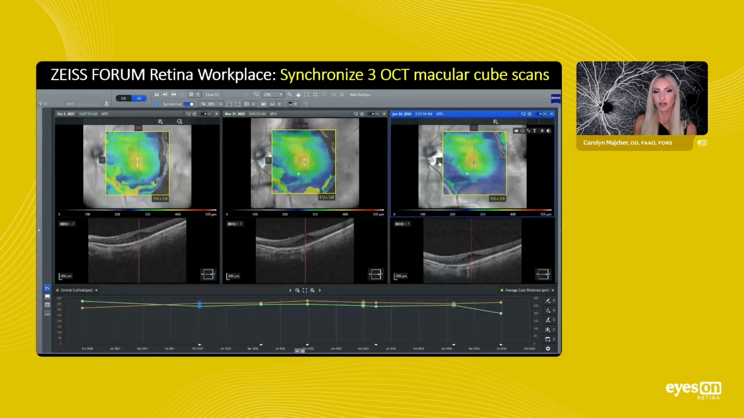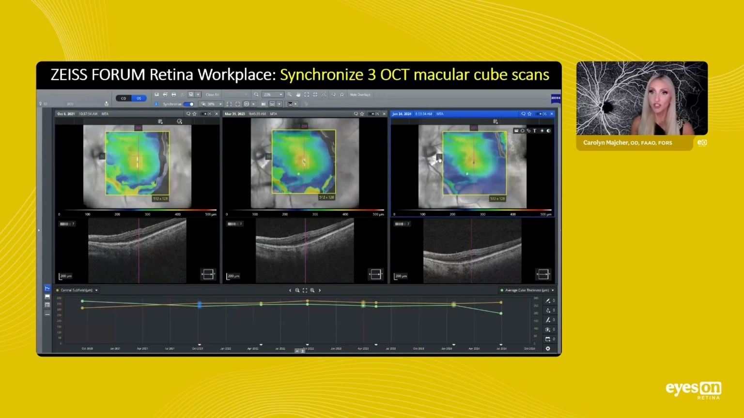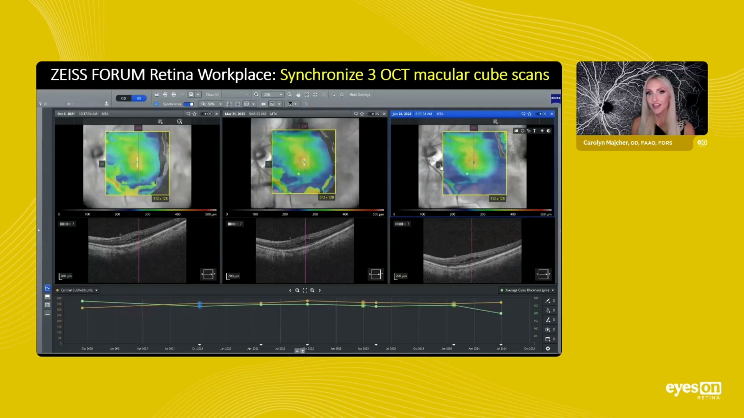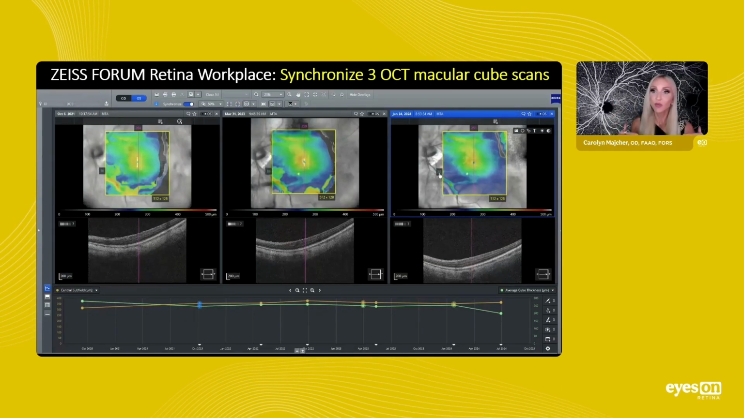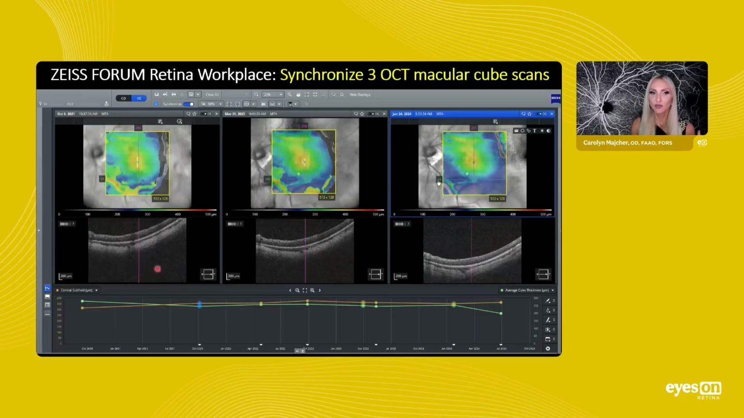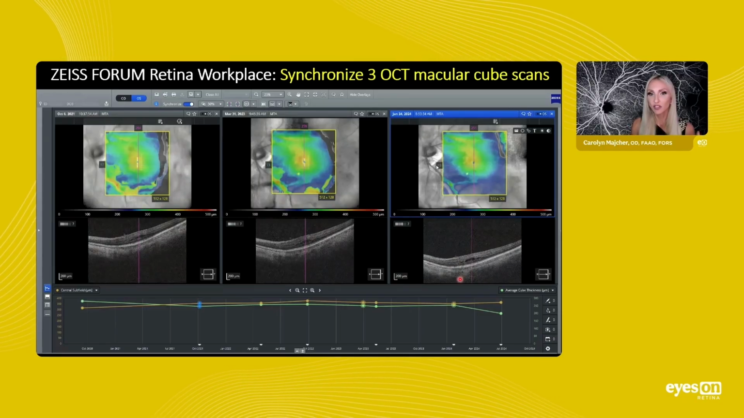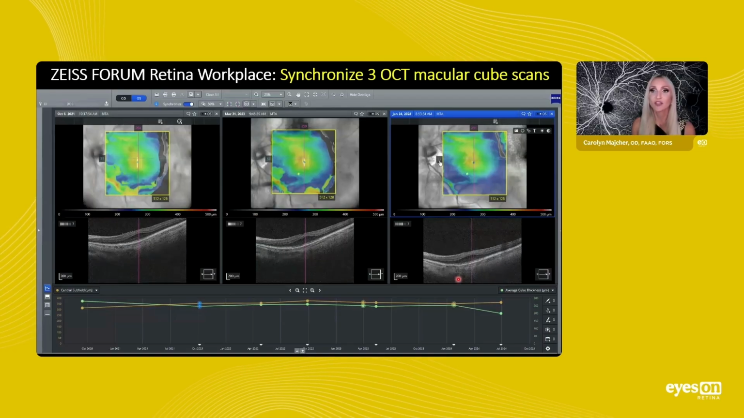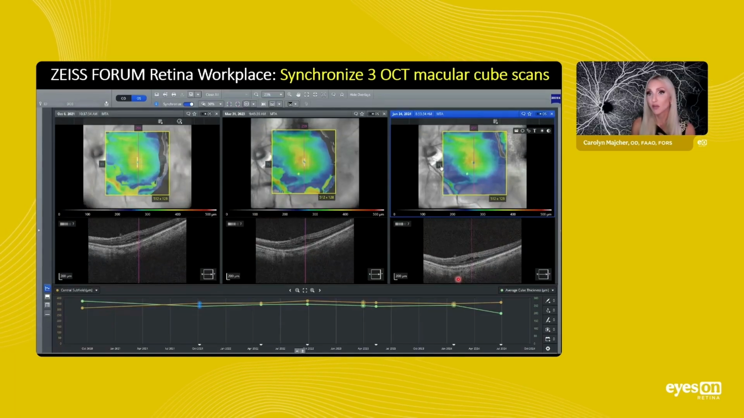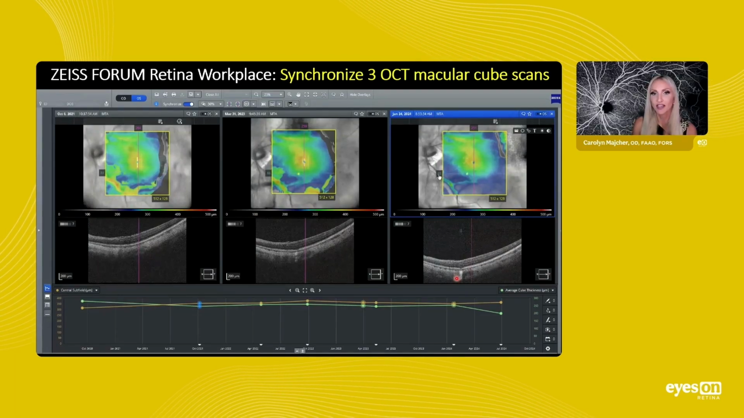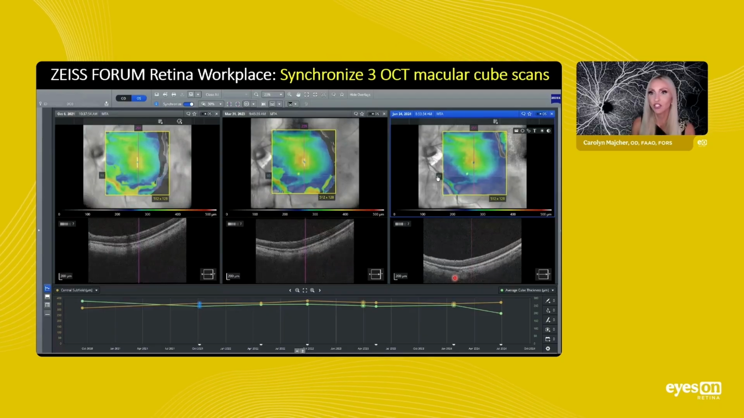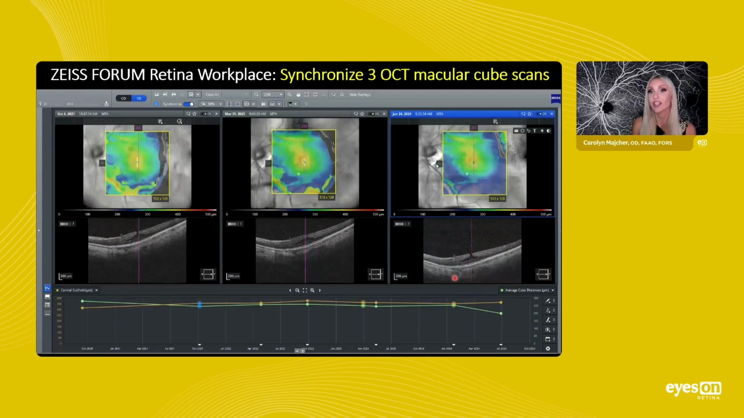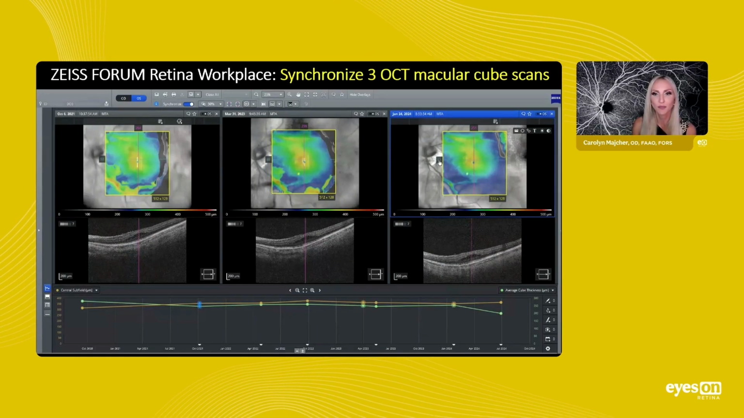And as I had mentioned earlier, once we register all of these cube scans together, we can scroll through them in synchrony, which again just really confirms for me that this patient has been stable over the past 3 years. And so this is something that I feel comfortable monitoring in my own practice because I have the tools and technology to ensure that things aren't getting worse over time.